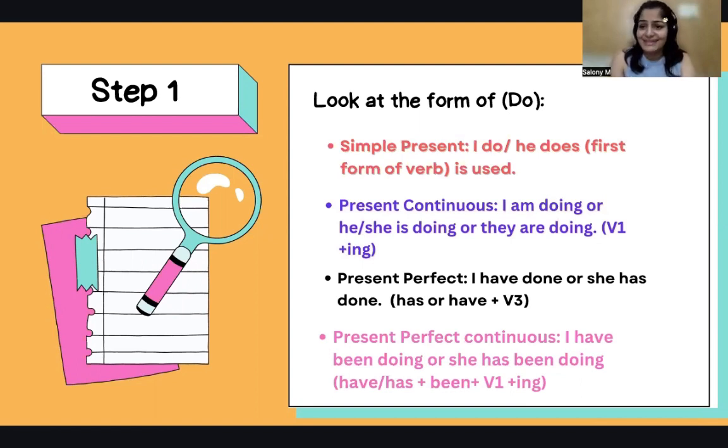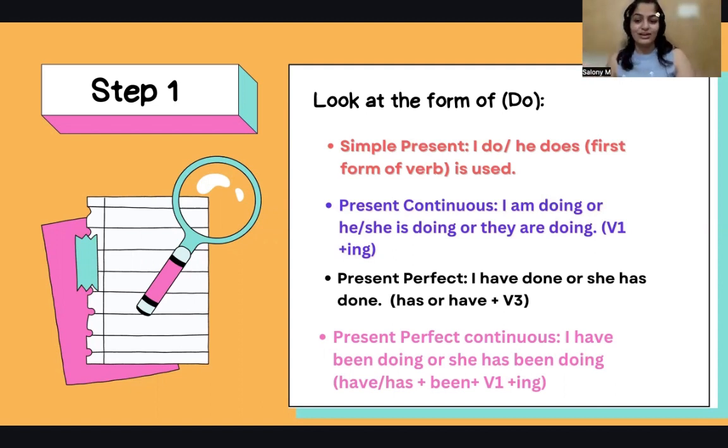In simple present, we do, he does, she does, I do, or you do. So I do or he does. Here the first form of verb is used. In present continuous tense, I am doing, or she is doing, or they are doing. First form of verb plus ing plus is, am, or are. Again, I am doing, she is doing, or they are doing.